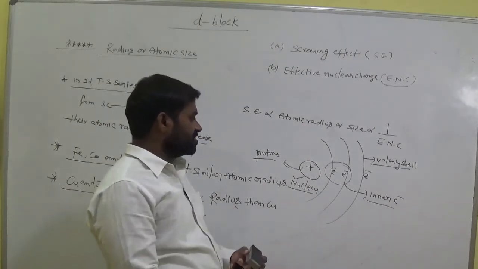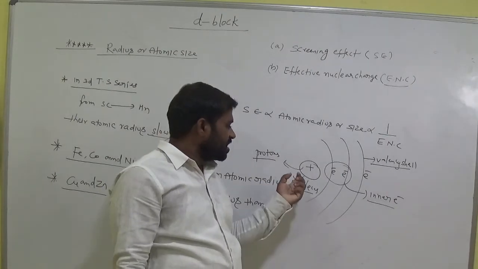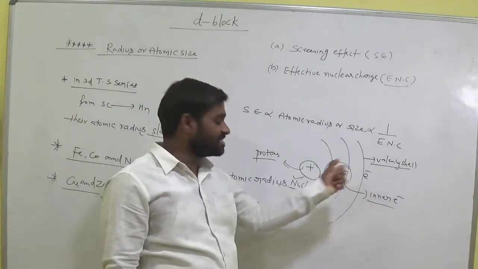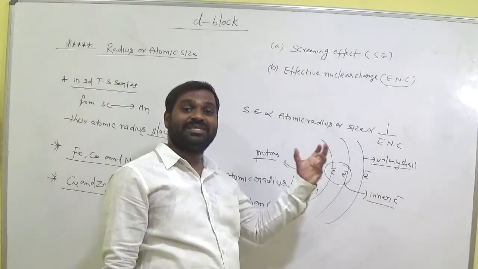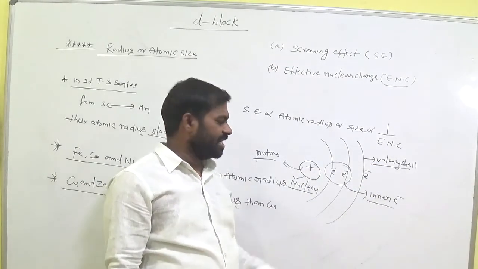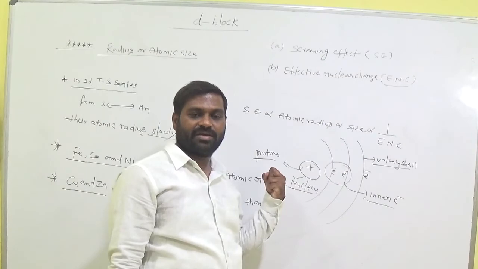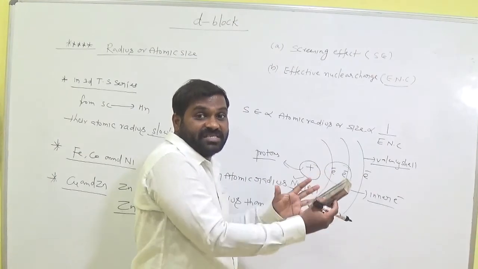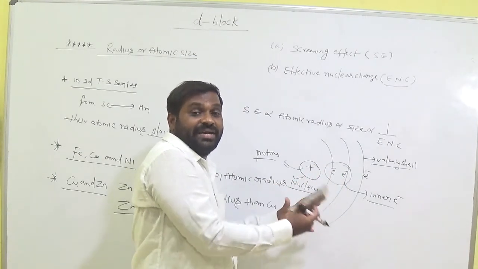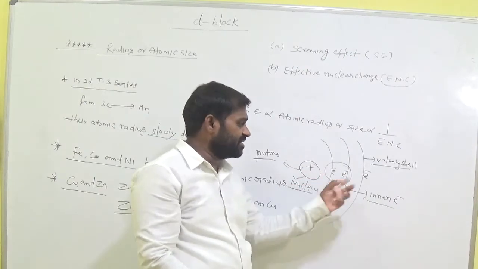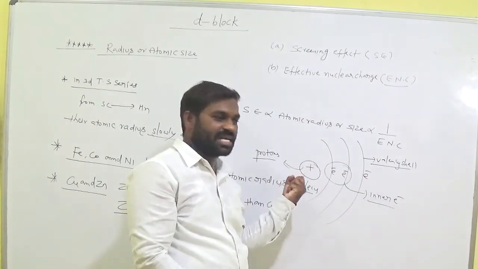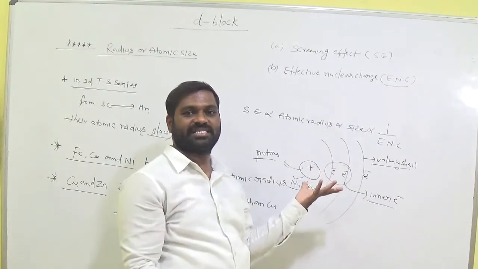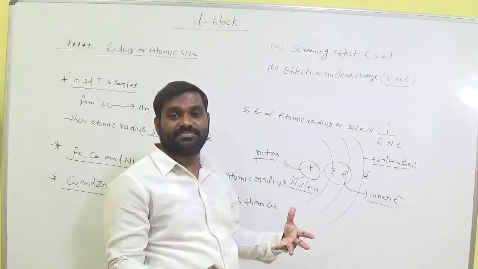Clear? So effective nuclear charge means how this positive charge affects the valency shell electrons. How much attraction does this positive nucleus center have with the outermost electrons? If it very strongly attracts the outermost electrons, that means effective nuclear charge is very high. Then what happens? Its size decreases. Attraction more, size decreases. That means effective nuclear charge is high. Okay.